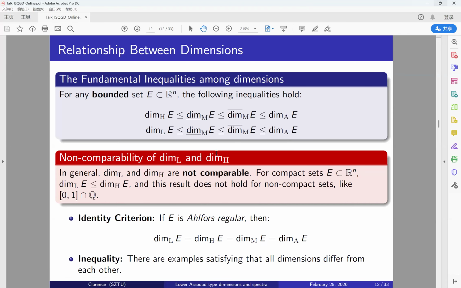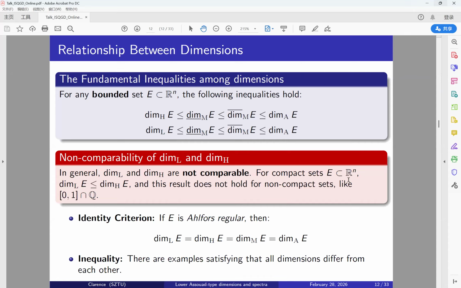If we consider only the covering settings, that is, if we consider the lower dimension, the box dimensions and the Assouad dimension, the lower dimension is the smallest one, then the lower box dimension, upper box dimension, and then the Assouad dimension. However, here I would like to mention that in general, the lower dimension and Hausdorff dimension are not comparable. For example, a famous result from a Lamar set.